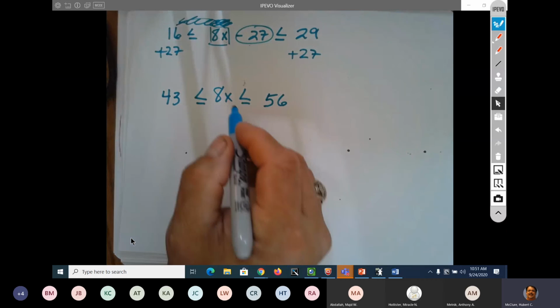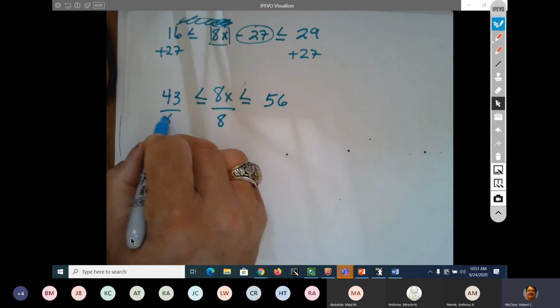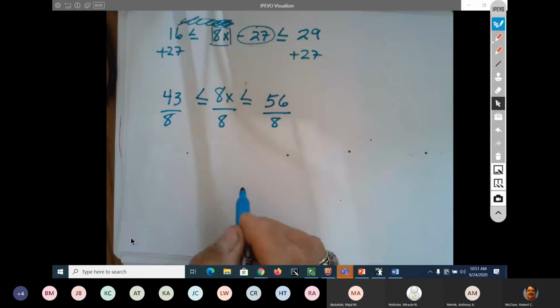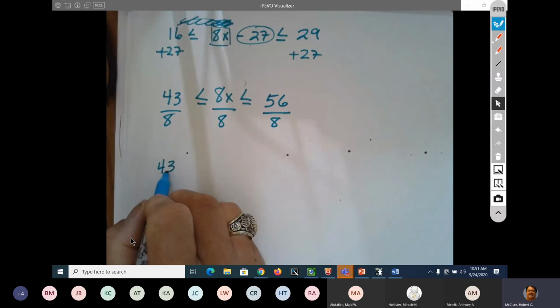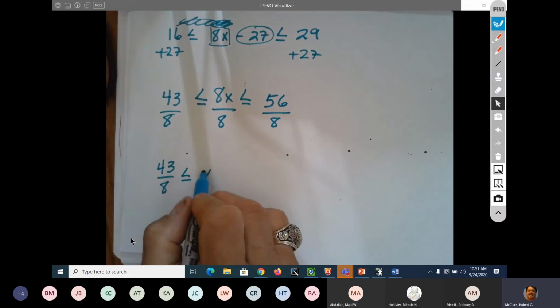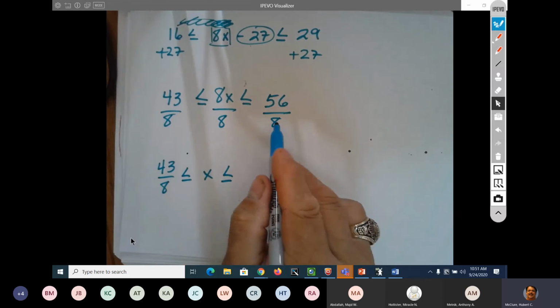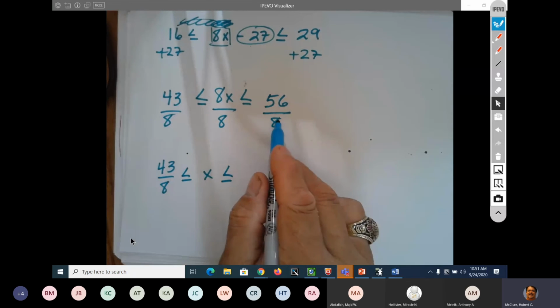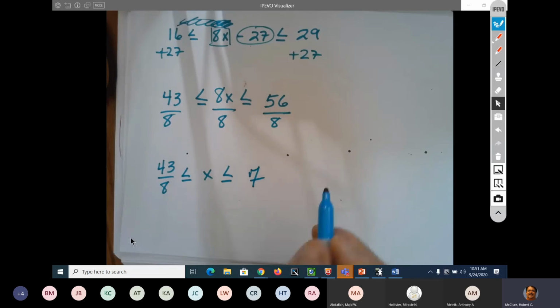Divide by 8. Divide by 8. Divide by 8. 43 over 8 less than x less than, isn't this 7? Let's see, 7 times 8. Yeah, 7. I'm terrible with my 8 multiplication tables. Okay, and that should be your answer, unless I added 16 and 27 wrong.